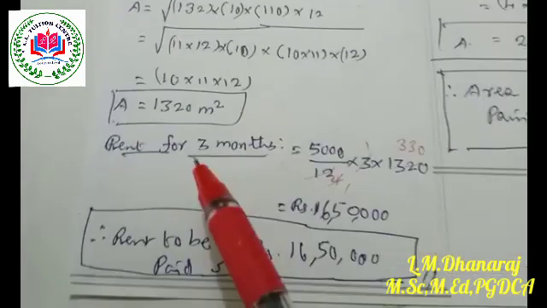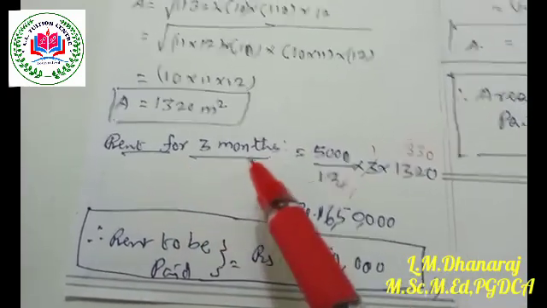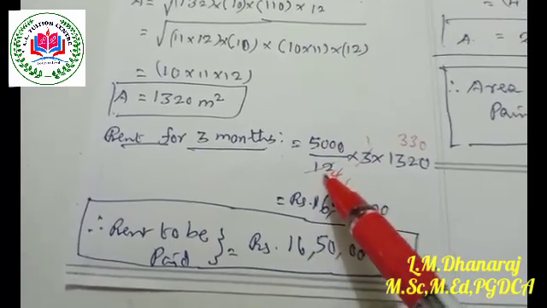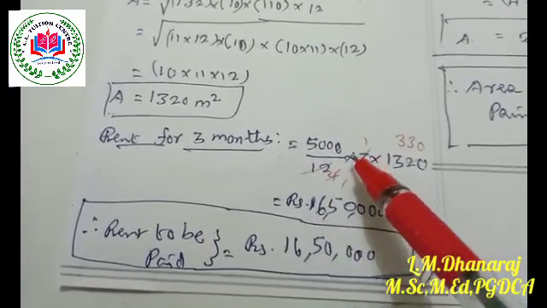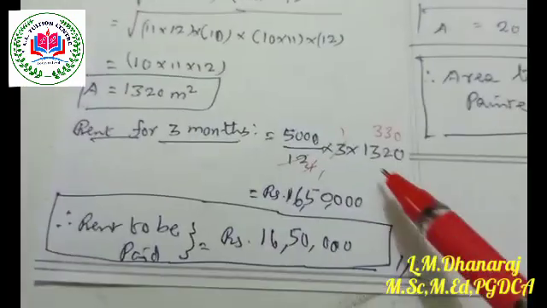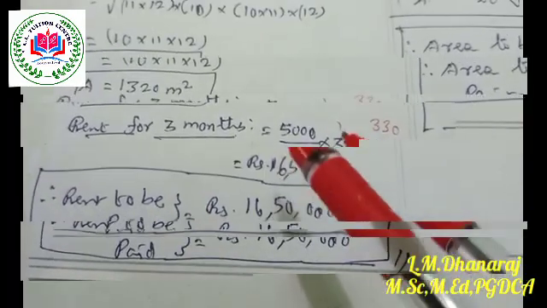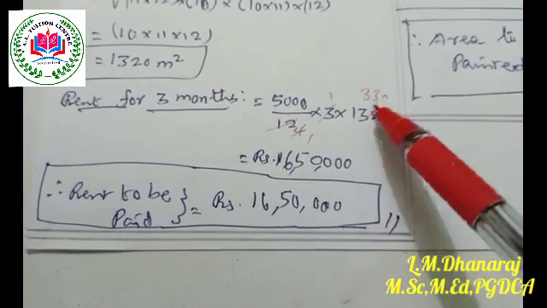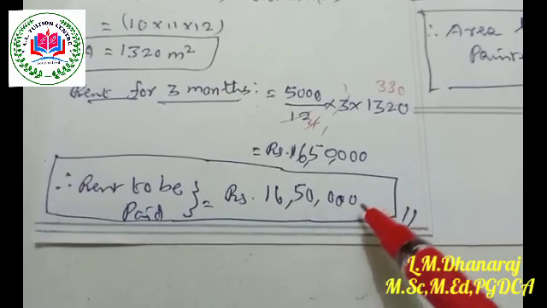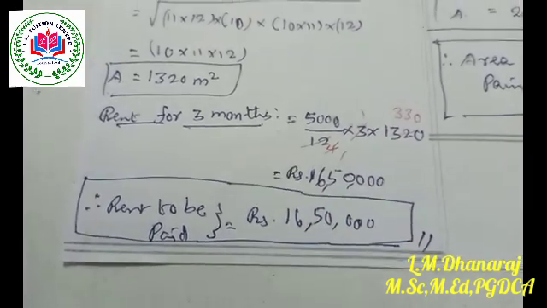Now we have to find the rent for 3 months. So per year it is 5000 divided by 12, because for 1 year there are 12 months, and we have to calculate for 3 months only. So 3 into the given area, 1320. So 5000 into 330 is equal to 16,50,000 rupees. So this is the rent to be paid for 3 months.